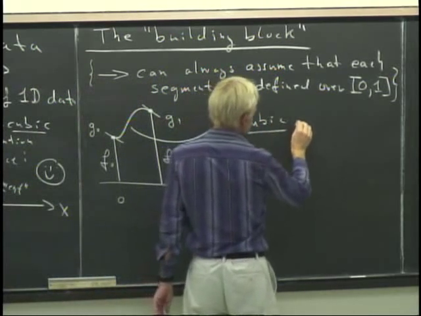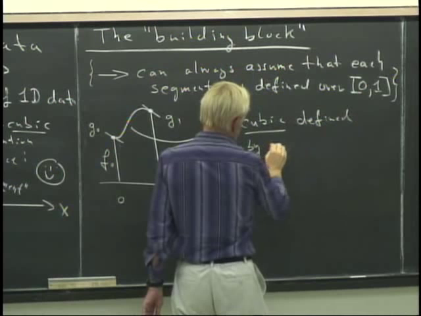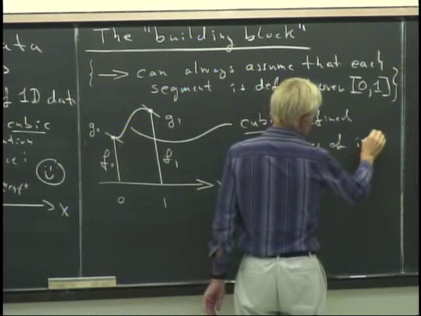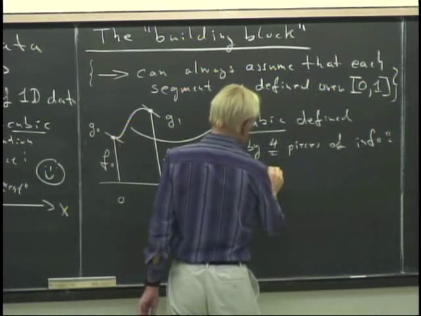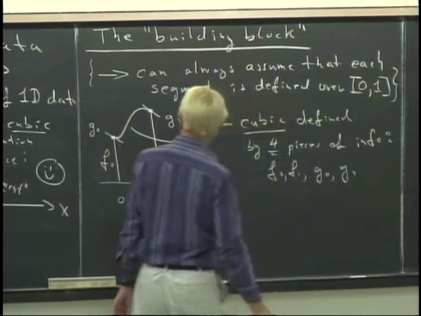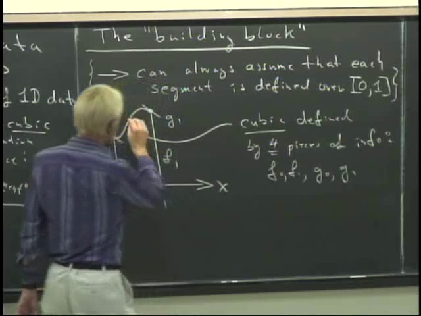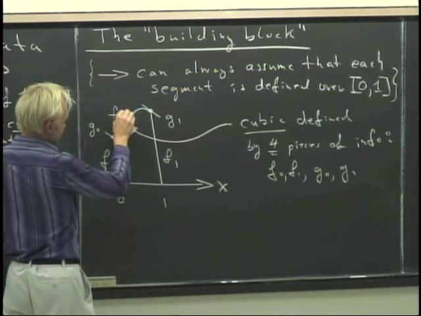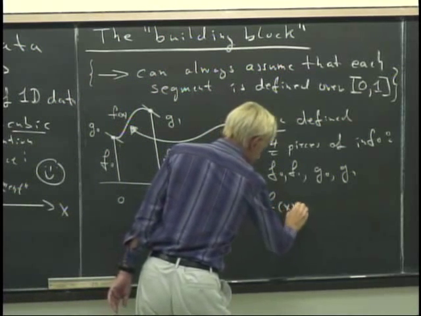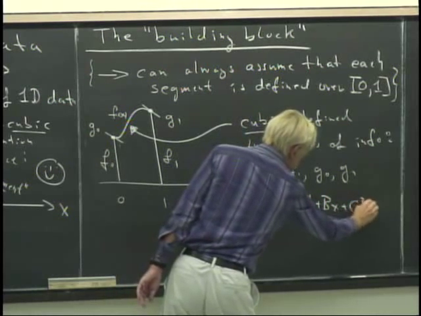Cubic defined by 4 pieces of info, namely F0, F1, G0, and G1. So this is one segment of the curve. And so this function f of x, if it's a cubic, is of the general form f(x) is some kind of a plus bx plus cx squared plus some dx cubed.